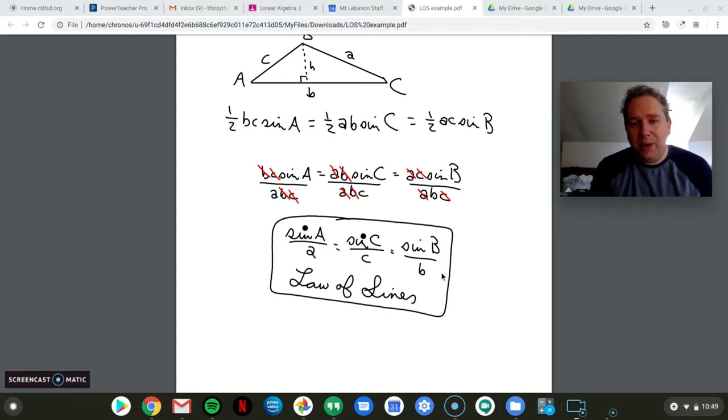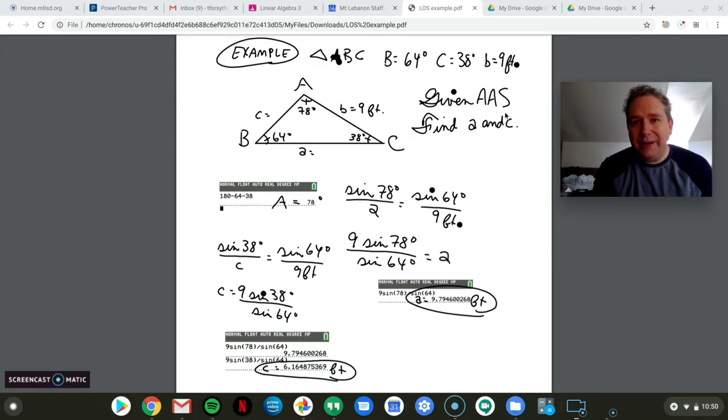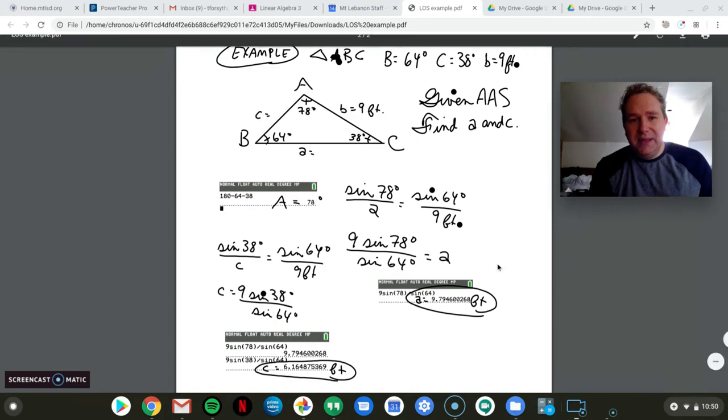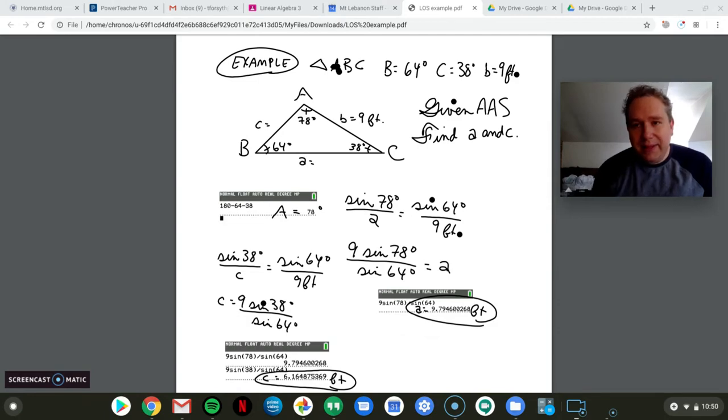You don't have to use all of them. You could just use two at a time, which we'll do in the example that I'll show you in a minute. And the reason you'd use this instead of law of cosines would be what information is given. With law of cosines, it's very handy to find missing sides and angles of a triangle if you're given side, side, side, or if you're given side, angle, side. With law of sines, it's very handy if you're given angle, angle, side.